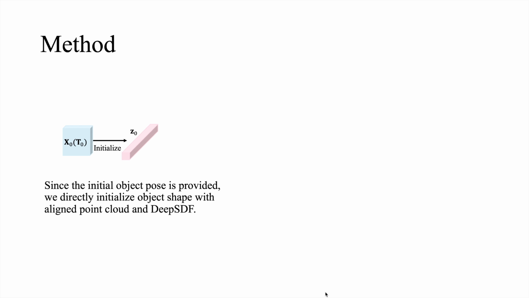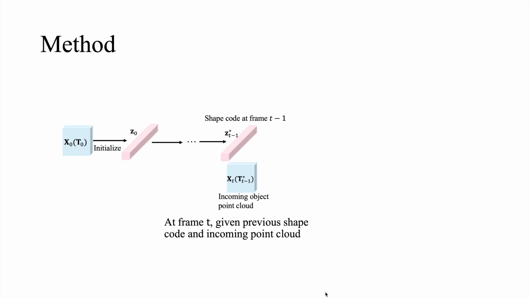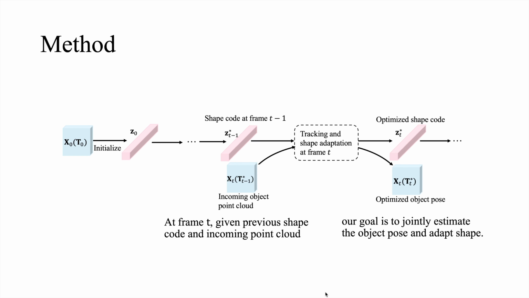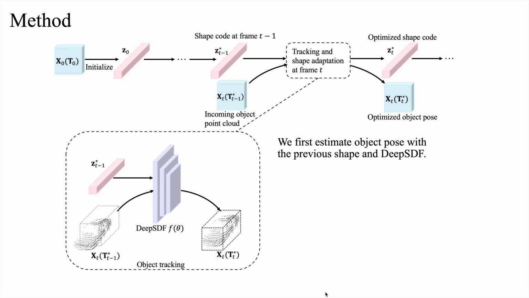Here is our method. Since the initial object pose is provided, we first initialize the object shape code with the aligned point cloud and the DeepSDF. And at frame t, given the previous shape code and the incoming point cloud, our goal is to jointly estimate the object pose and adapt the shape.